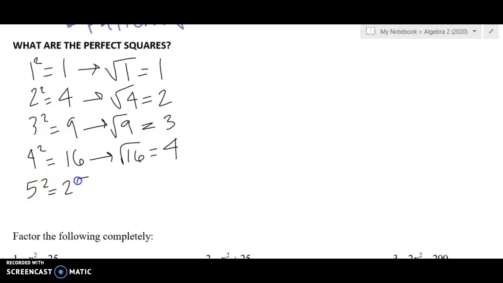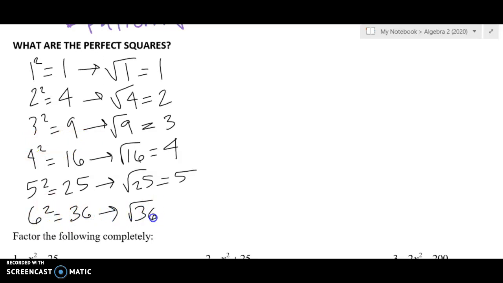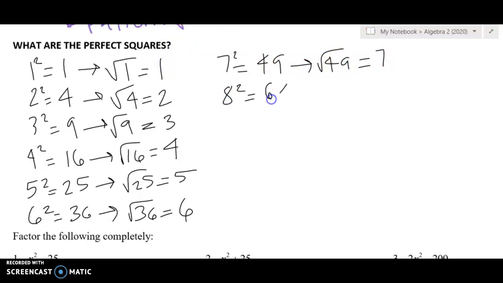5 squared is equal to 25. The square root of 25 gets you right back to 5. That works out perfectly. 6 squared is equal to 36. The square root of 36 is equal to 6. Okay, I'm going to go a little bit more. 7 squared is equal to 49. The square root of 49 gets you to 7. 8 squared is equal to 64. The square root of 64 gets you back to 8. Hopefully you can see the pattern going. I'm going to do a few more.